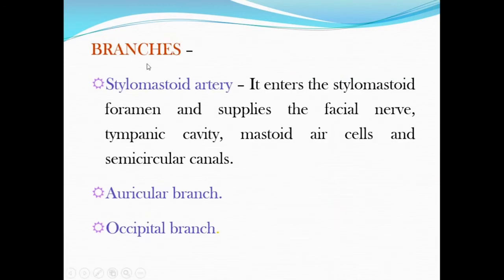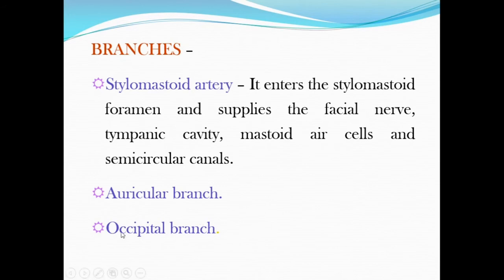Branches: the stylomastoid artery. In the occipital artery we mentioned a mastoid branch. Here we have to remember the stylomastoid artery. It enters the stylomastoid foramen and supplies the facial nerve, tympanic cavity, mastoid air cells, and semicircular canals. The auricular branch goes to the auricle, and the occipital branch reaches the scalp. So we have covered the posterior auricular artery.